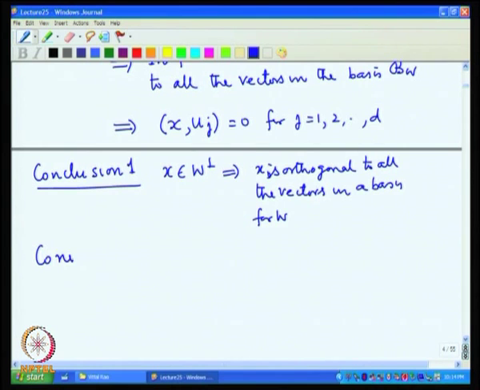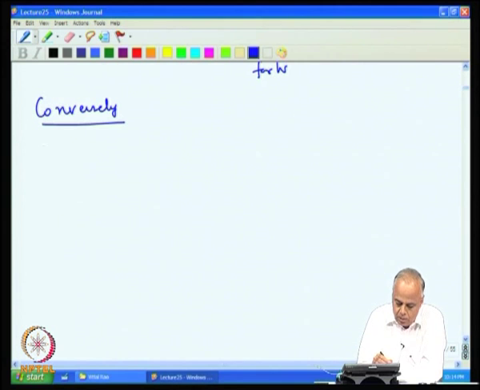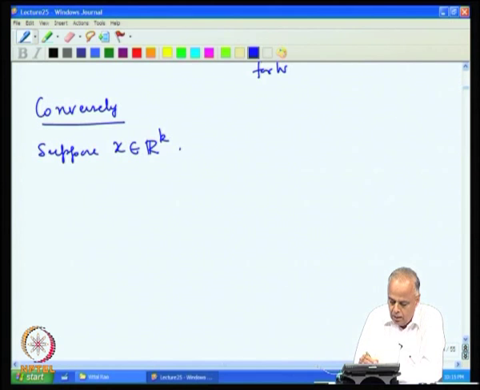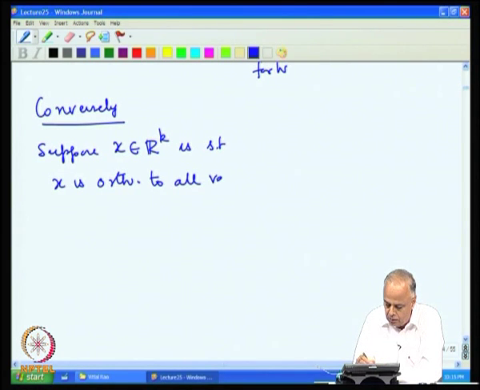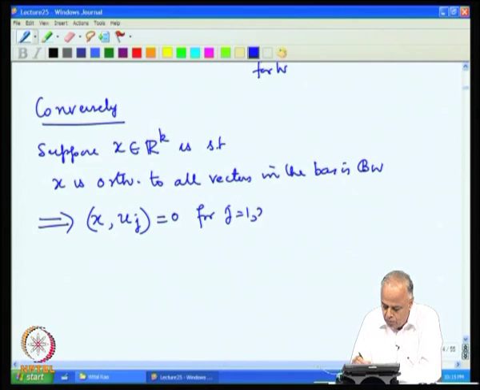Conversely, suppose x belongs to R^k is such that x is orthogonal to all vectors in the basis B_W. What does that mean? This means <x, u_j> is equal to 0 for j equal to 1 up to d.